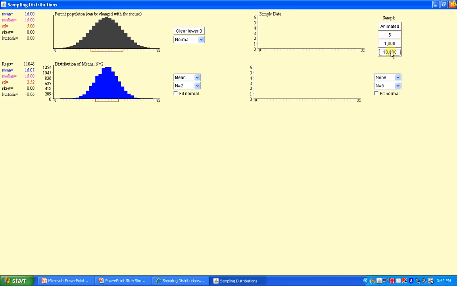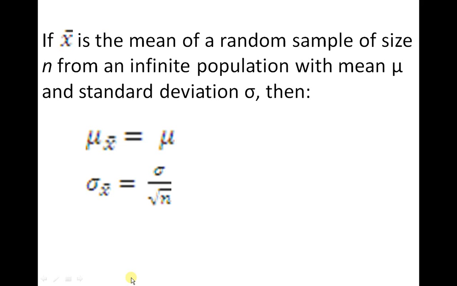Let me do another 10,000. Once you do 10,000, you're basically looking at what the true sampling distribution of this is going to look like. Now I'm looking at 21,000 times. I've taken 2 values from this population, taken the mean, and then plotted the mean. One thing we can notice here is the original mean was 16, and the mean of our sampling distribution is 16.05.